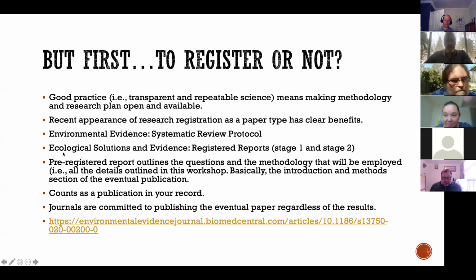In many journals now, and this is driven a lot by the medical sciences, but we're now seeing it in ecology. So in Ecological Solutions and Evidence, we have a stage 1 and a stage 2. Stage 1 is that pre-registration. So it's the introduction and methods, before you carry out the research, that gets published. The journal is then committed to publishing the full article, which is called stage 2, regardless of the strength of the outcome. So if there are no interesting findings, it still gets published. And so you get a second article as a follow-up, and it shows that you're really committed to open, transparent science.